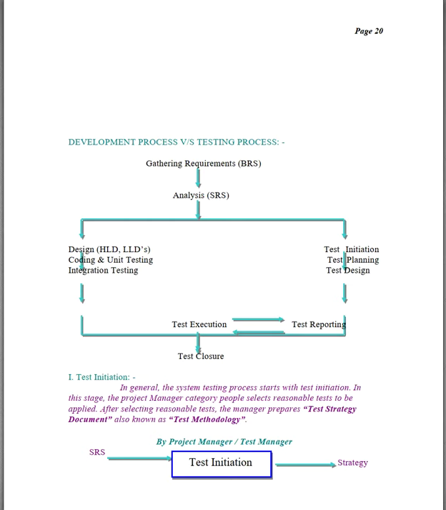In test initiation, the system testing process starts with test initiation. They will be going through the requirements and selecting reasonable tests. And there will be the test strategy document, also known as the test methodology. So the SRS will finally become strategies.